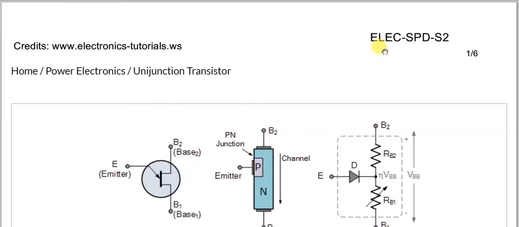Dear students, today's topic is the unijunction transistor, or popularly known as UJT. The topic code is ELEC-SPD-S2, Special Devices Section 2.